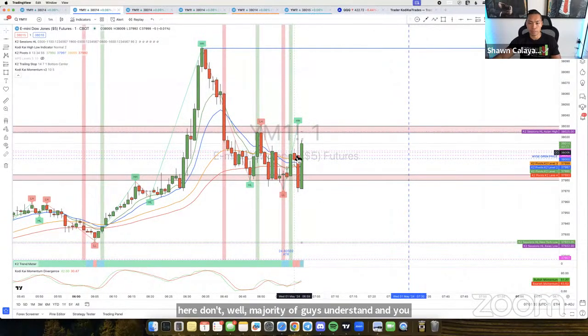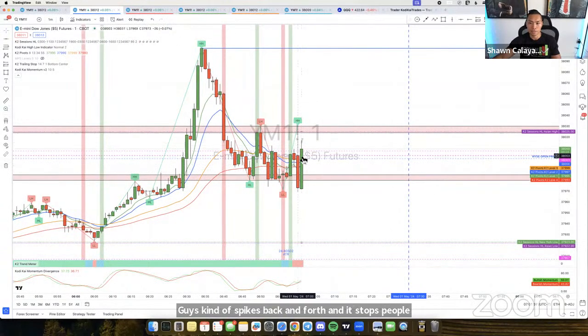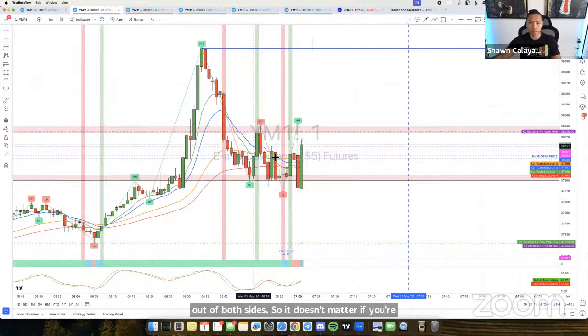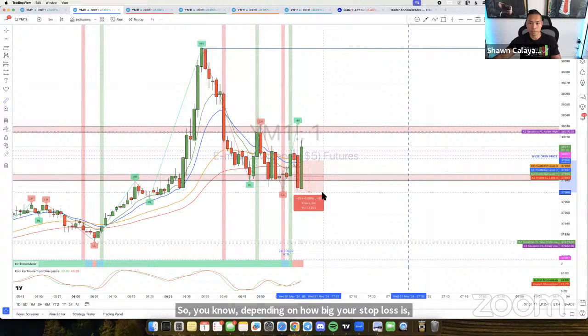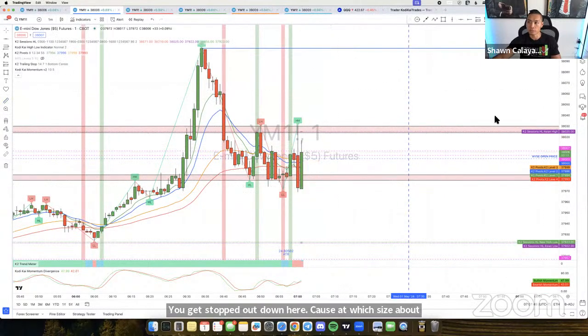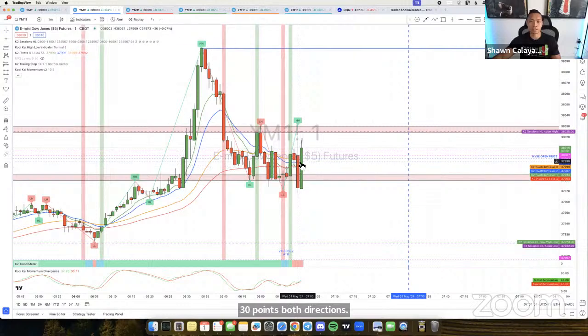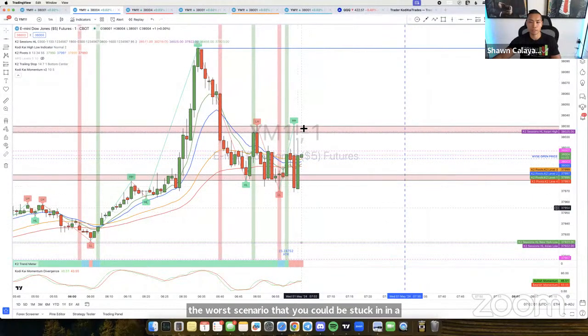A whipsaw happens when price spikes back and forth and it stops people out on both sides. So it doesn't matter if you're taking a buy or sell. Depending on how big your stop loss is, you can get stopped out over here, you get stopped out down here, because it whipsaws about 30 points in both directions. This is probably the worst scenario that you could be stuck in a whipsaw, because it can get close to your stop loss, come to your TP, or hit your stop loss and then go to your TP right after, which is the most frustrating thing.